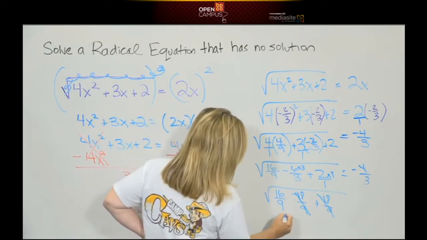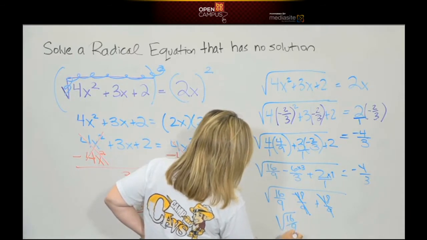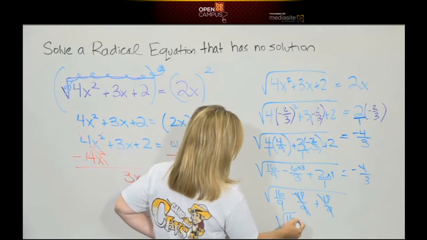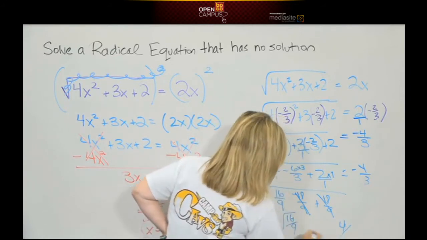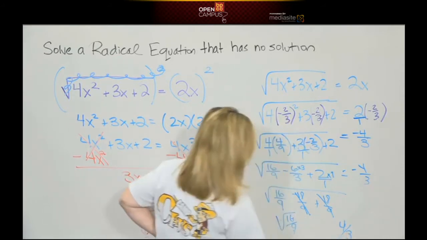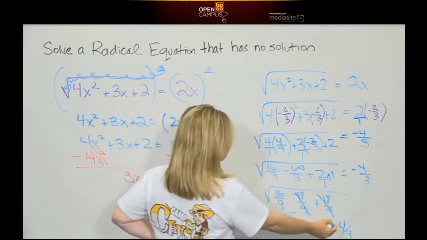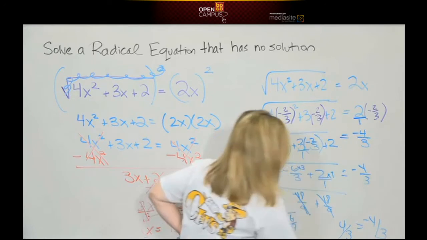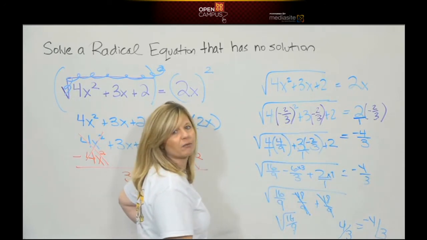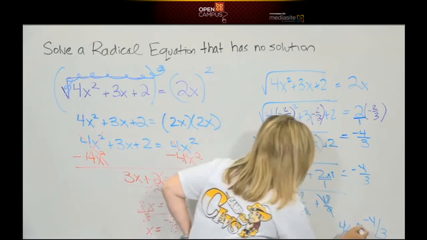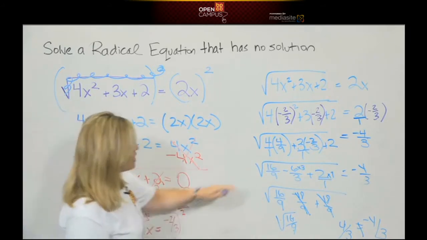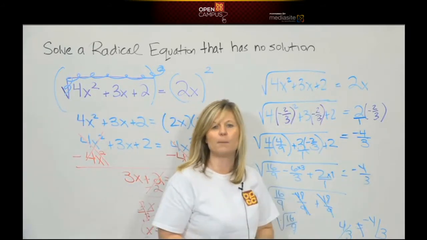So what we really have here is the square root of 16/9. What is the square root of 16/9? Well, it's the square root of 16, which is 4. It's the square root of 9, which is 3. So the left side comes out to be 4/3. But the right side came out to be negative 4/3. Are those equivalent expressions? No. Which shows you, even though you got an answer, that answer doesn't make the original equation balance.